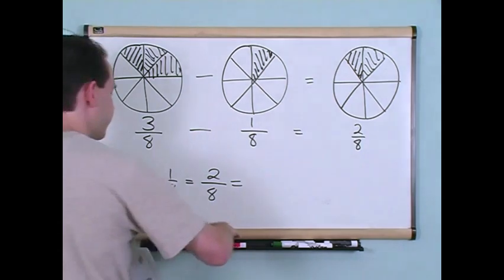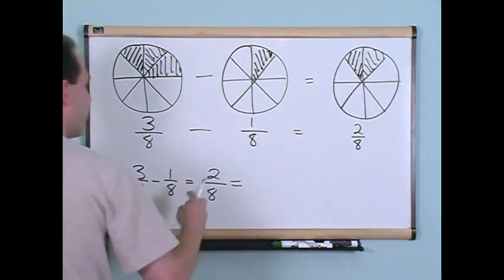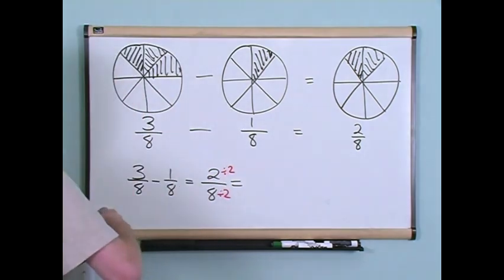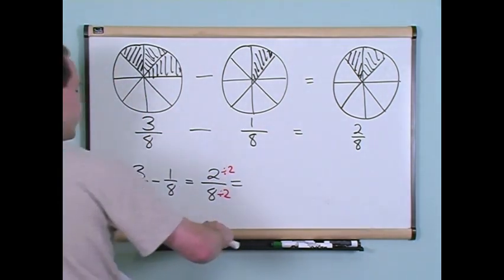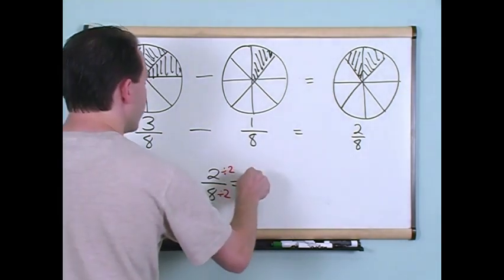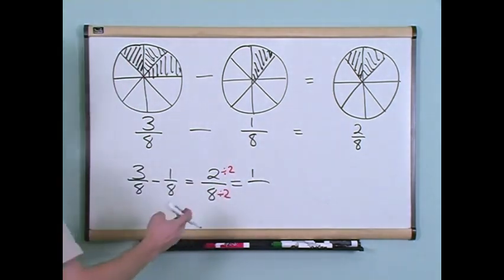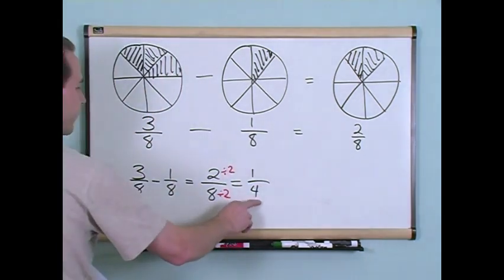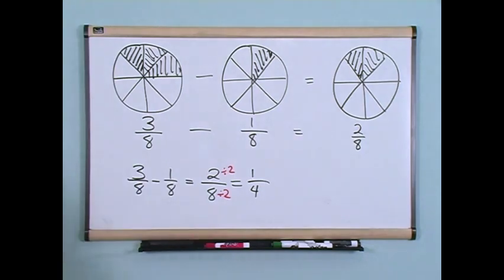How can you do that? Well, I can divide the top by 2, and I can divide the bottom by 2. That's how I can simplify it. Remember, I can divide the top and the bottom by the same number, and that's how I simplify. 2 divided by 2 is going to give me 1, and 8 divided by 2 is going to give me 4. So that is going to be the answer to this problem, 1/4, fully simplified.